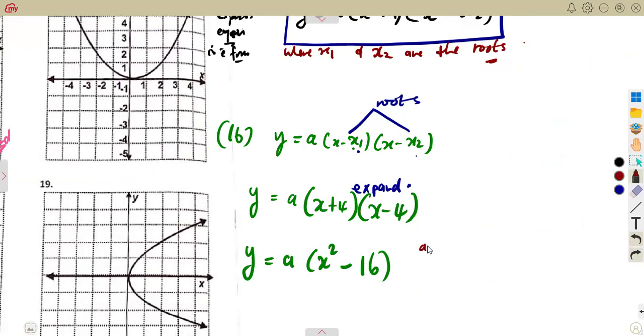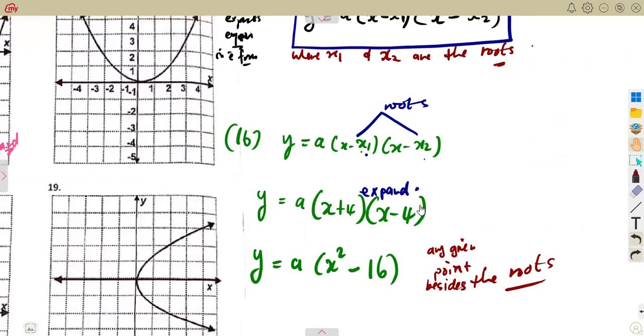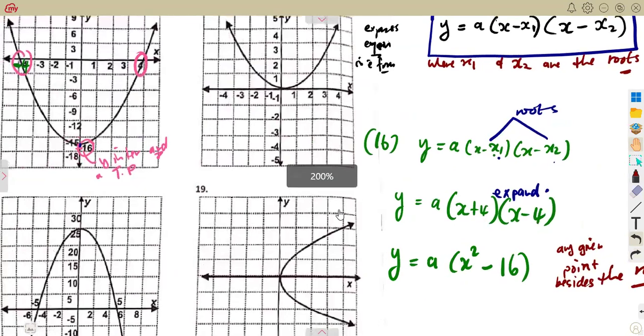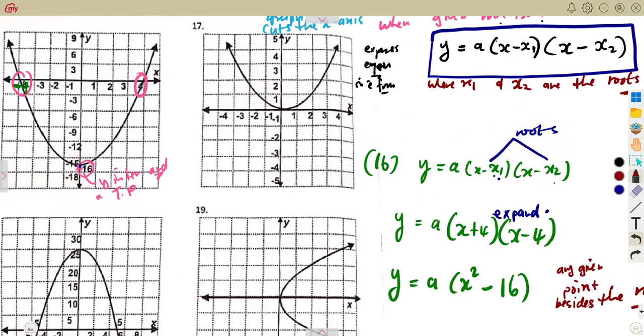So you choose any given point that you're going to work with besides what? The solutions, besides the roots. Remember, the roots are the ones that you used here. So when you substitute that, you're simply neutralizing your equation. So there's nothing that you're going to obtain from there. So in this case, we can consider the turning point, since we are given the turning point.